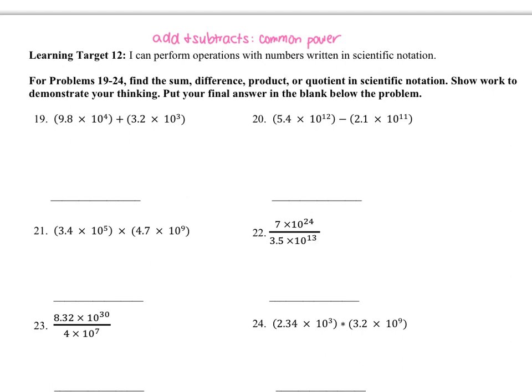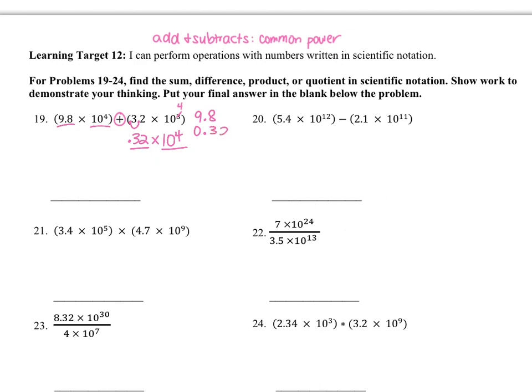So for number 19, we are adding, so be aware of that. That means we need a common power. So the easiest way to do this is to change the smaller power to a bigger power. So I'm going to change this to a 4, and because I increased that exponent, I made that number bigger, so I need to turn around and make this number smaller. So I'm going to move the decimal to the left one. So now we're looking at 0.32 times 10 to the 4th, which is the same thing as 3.2 times 10 to the 3rd. But now, since they have a common power, I can add their factors. So I'm going to come over here and add 9.8, and you have to line up the decimals.